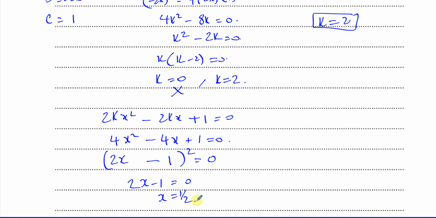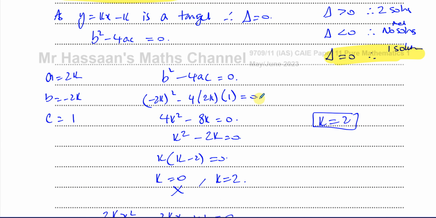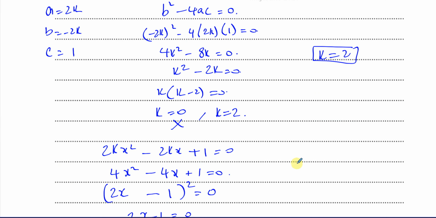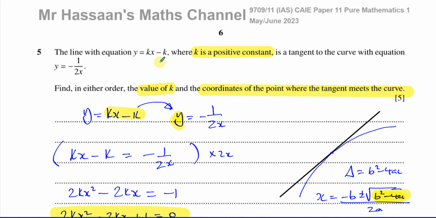So that's the x coordinate of the point where they intersect. They want the coordinate, so they need the y coordinate as well. We also knew that y equals kx minus k. That was the equation of the straight line. y equals kx minus k, right?